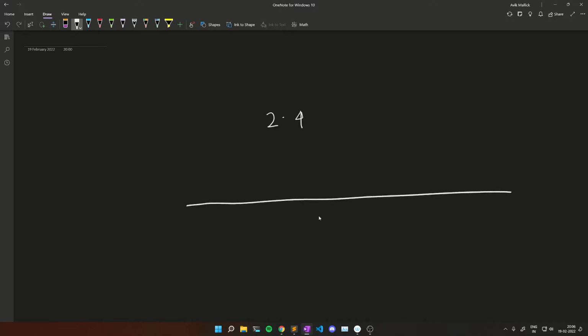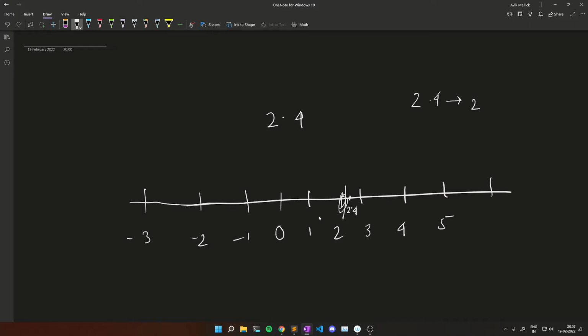So if I draw a number line like this, let's say this is 0, 1, 2, 3, 4, 5, and here minus 1, minus 2, minus 3. Now 2.4 lies somewhere here. So we have to return the maximum integer which is not exceeding 2.4. That value will be 2, because this is the value which is not exceeding 2.4. So for 2.4 our answer will be 2. Same way for 4.5 our answer will be 4.